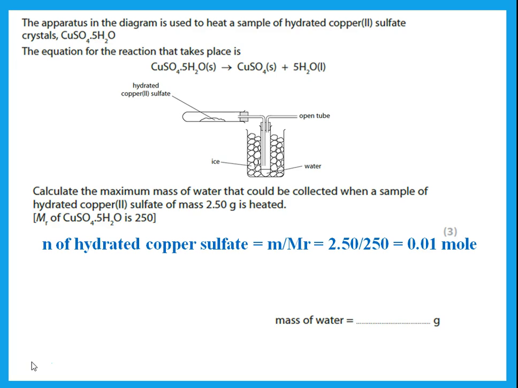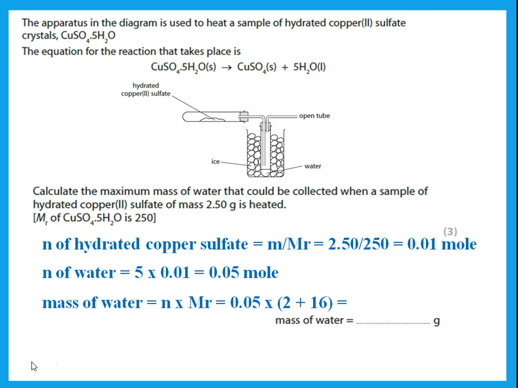Now, I look at the equation. That means I should get how many moles of water? The equation tells me that the number of moles of water is 5 times that of the hydrated salt. So the number of moles of water is 5 times this, which is 0.05 mole. And he's asking about mass. Mass is number of moles times Mr. So the number of moles times the Mr of the water, that comes out to be 0.9 grams.